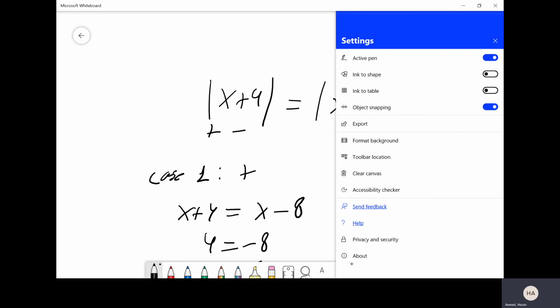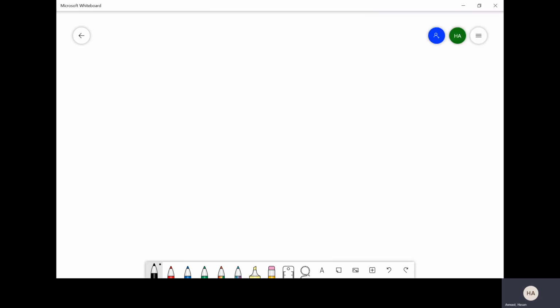So as I was hinting at before, there is one last thing that I want to go over. This is not something that I would feel comfortable putting on a quiz because it would take way too long, but I want to see what happens if we have a quadratic inside of an absolute value. So let's say we had, for example, absolute value of x squared minus 9 is equal to x minus 3.